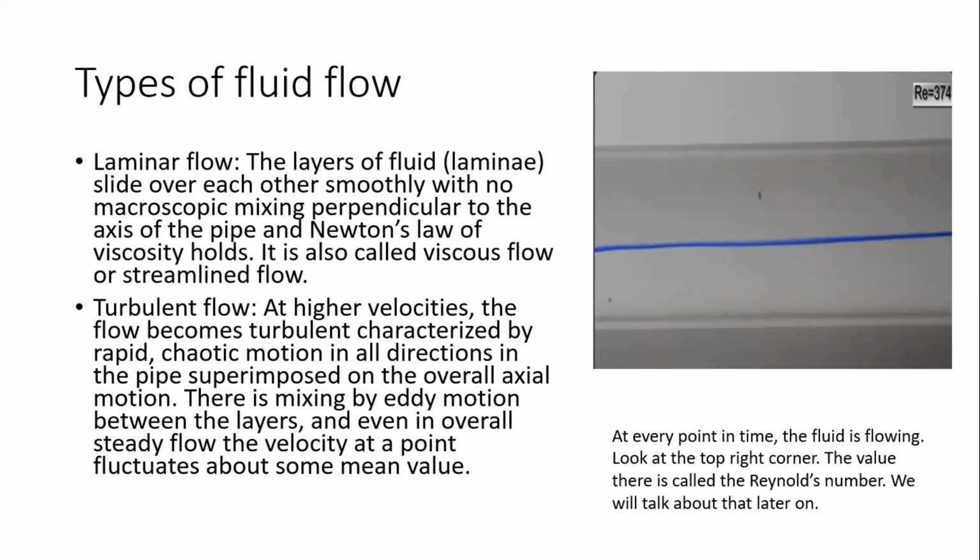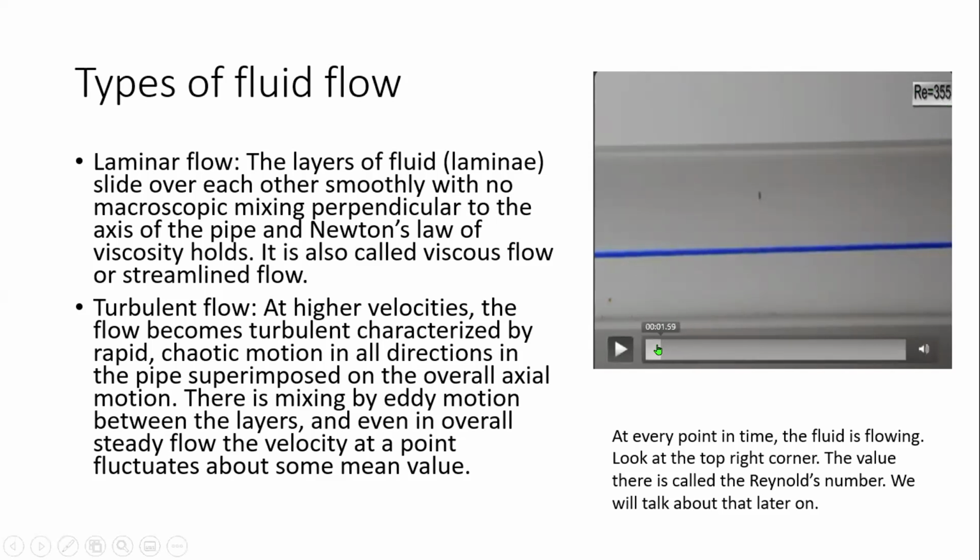So maybe there's some kind of vibration in the pipe that will cause it to start changing to turbulent flow. Or maybe the pipe is a bit rough. The roughness in the pipe will start to cause it to change to turbulent flow. And remember we said the Reynolds number can be used to determine whether we have laminar or turbulent flow.